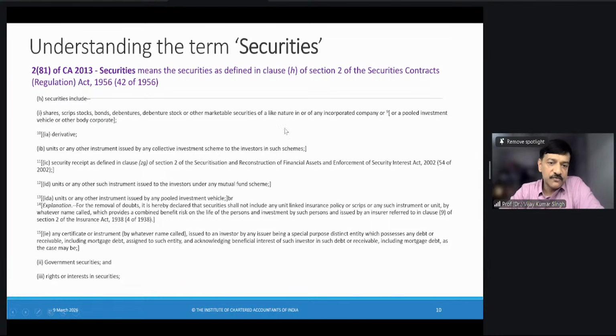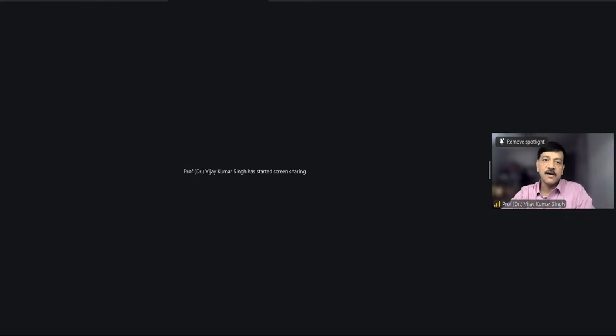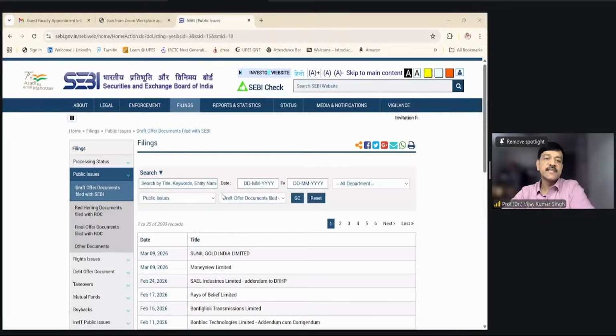Now, I would like to give you a flavor of this, because you will say that I have talked about so many instruments and whether it makes sense to you. So let us go ahead. I will just unshare this slide and take you to the website where you can see these securities being listed. I am taking you to the SEBI website. Are you able to see the website? This is the SEBI website where you will be able to see different types of offer documents or securities.